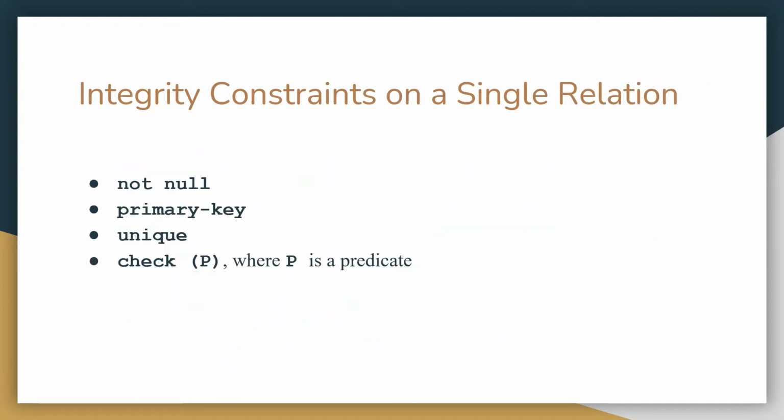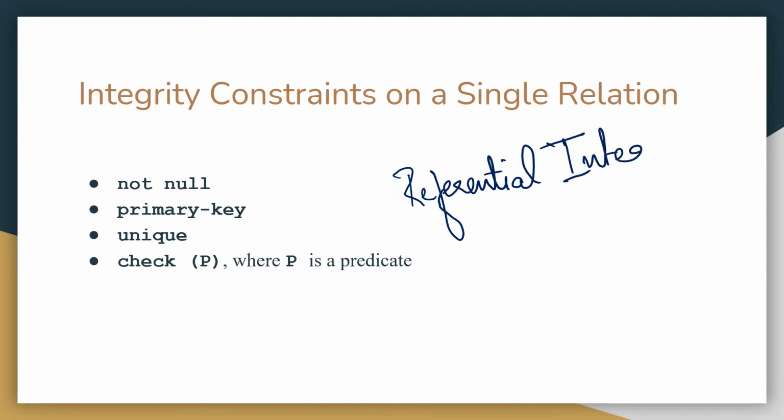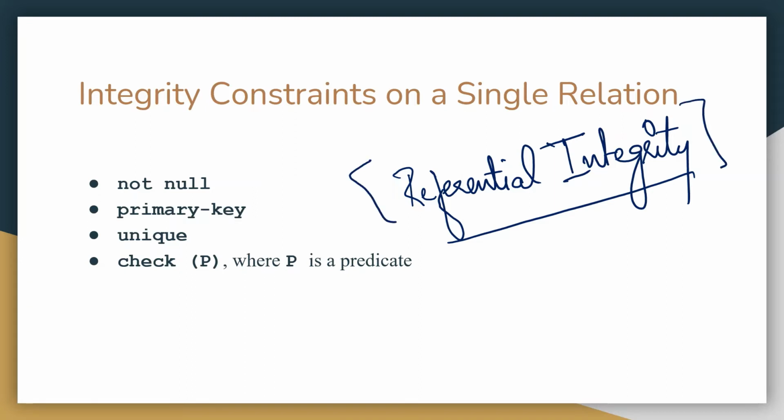Okay, let's move on. Now let's see the different integrity constraints which can be applied on a single relation. We'll talk about four generic ones first, and then we'll move on to one of the most important ones, which is the referential integrity constraint. We have not put it in this slide because in this case we talk about two relations and not one, but these all can be applied on a single relation as well.